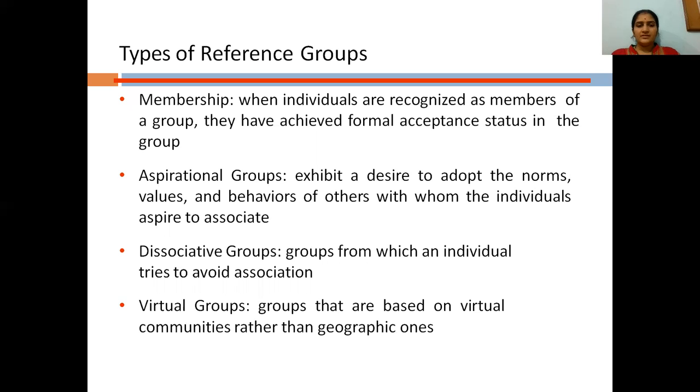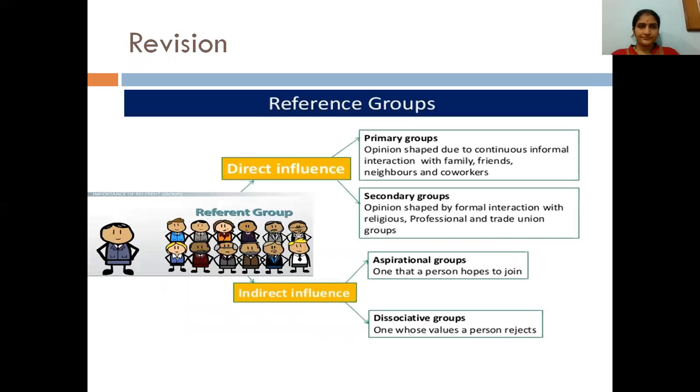Then we again have virtual groups. These virtual groups play an important role in the present digital networking world, where groups are based on virtual communities rather than geographical ones. As the word virtual says, we need not be present in one particular geographic area. It is worldwide. Wherever I am, I can be connected through virtual groups.